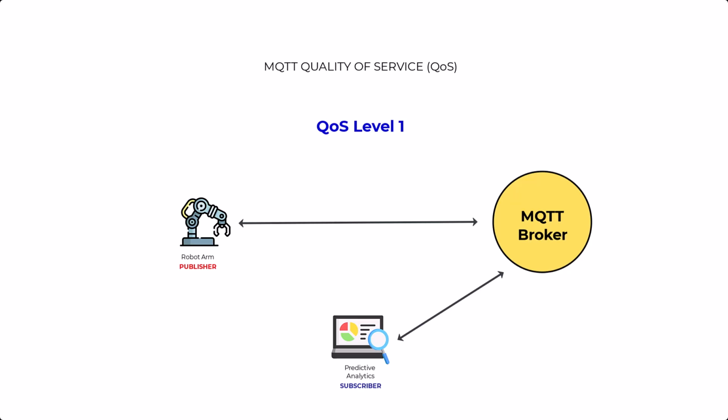Now let's look at quality of service 1. This level ensures that the message is delivered at least once. For example, if an MQTT client publishes a message to the broker with QoS level 1, it stores the message until it receives an acknowledgement from the server. If the acknowledgement is not received within a certain time frame, the client will retransmit the message. As a result, the broker might receive duplicates of the same message multiple times.